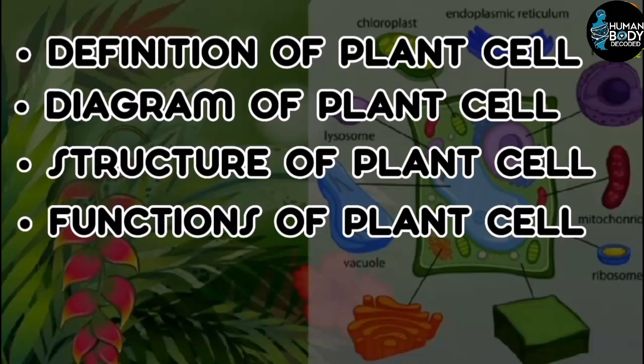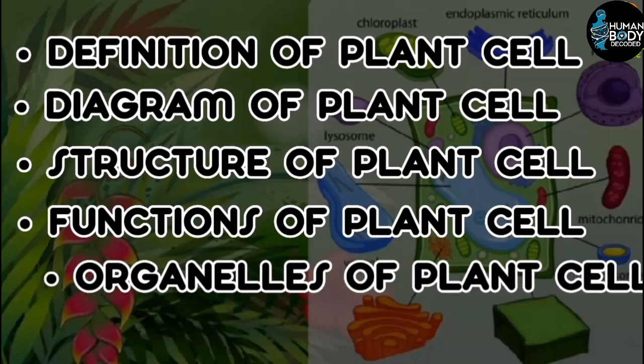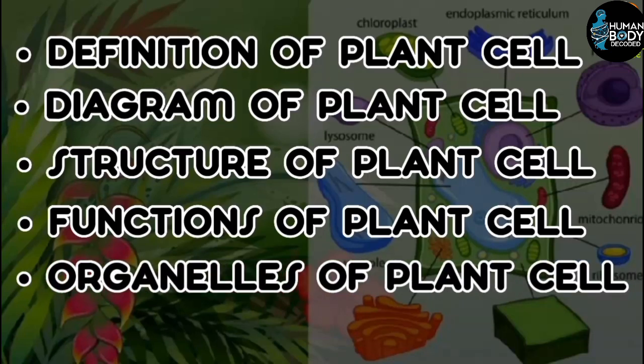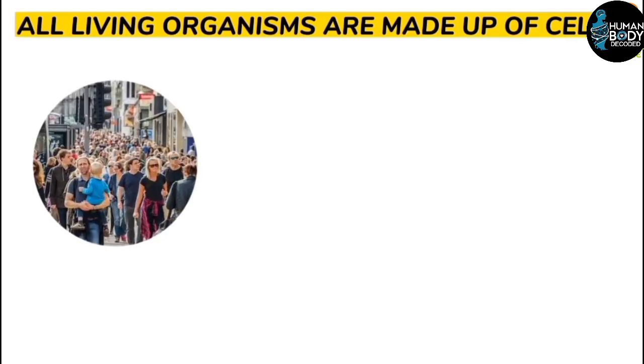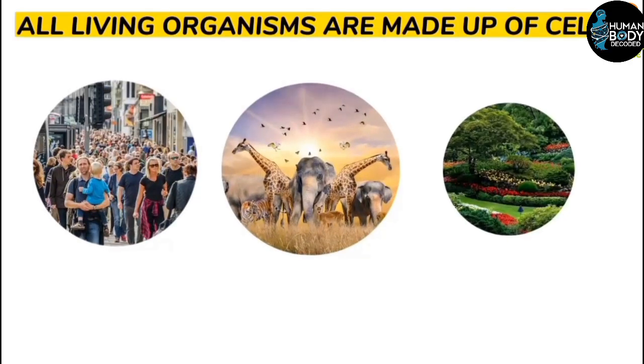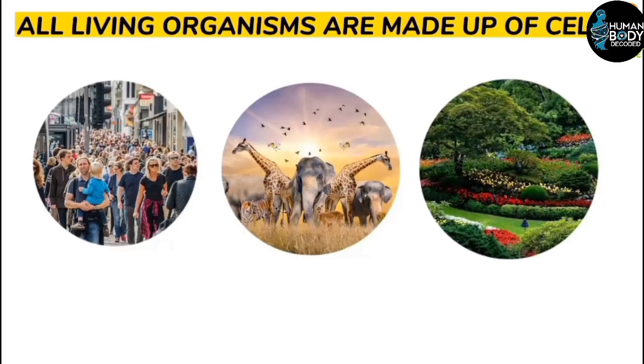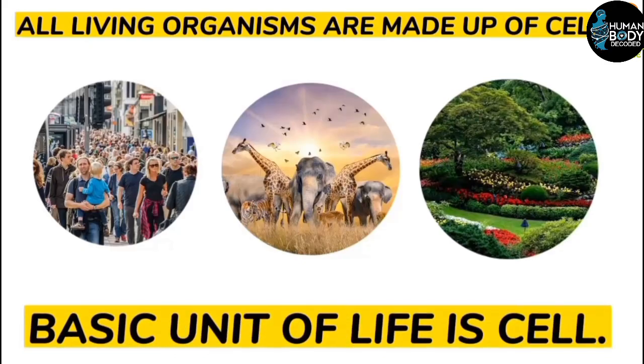After doing these things, the organelles that are in the plant cell, I will explain each of those one by one along with their functions, such as cell wall, cell membrane, nucleus, mitochondria. We will study all these cell organelles one by one. All living things are made of cells, whether they are humans, animals, or plants. The basic unit of life for all of them is the cell.